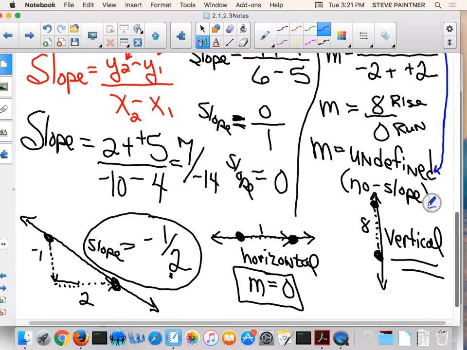You can do it either way. It really doesn't matter. You'll get the same slope. You would have got 0. You would have got negative 1/2. Any way you do it. Okay? That's how you calculate slope.